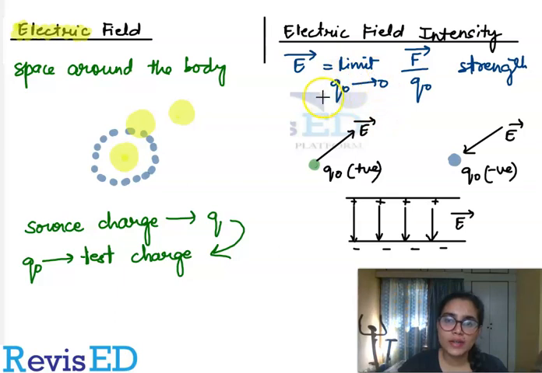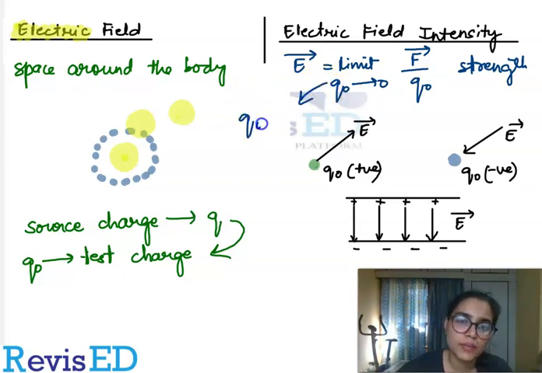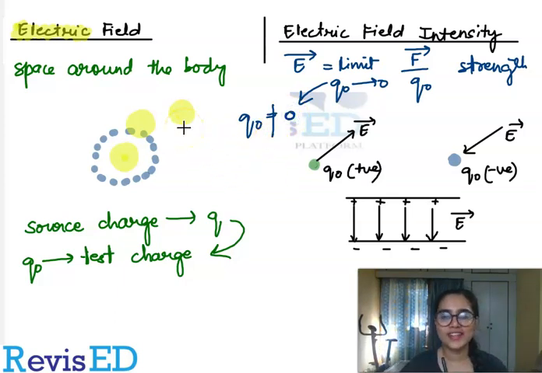Q0 tending to 0 actually represents what? Q0 tending to 0 shows that the magnitude of the test charge can never be equal to 0. So students, I request you all to just find out the answer to why this test charge cannot be equal to 0. Why do we say that the magnitude of this test charge is always greater than 0?